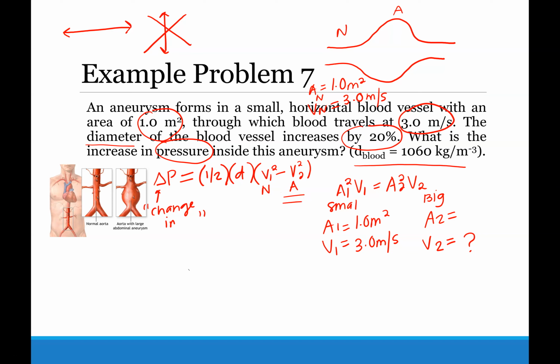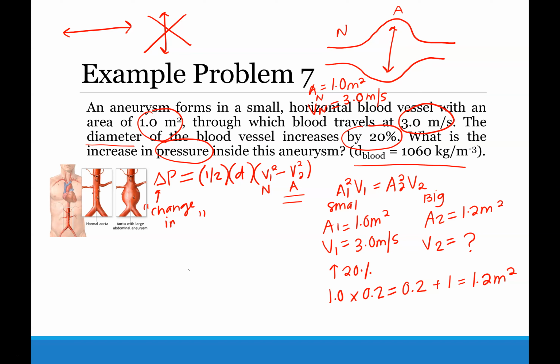And we're going to have to figure out what the second area is. And we can do that pretty easily because they told us that the diameter increased by 20%. Now, in this situation, you don't have to go to the diameter and then increase it by 20% and then convert from the diameter to the area. It's okay if you take 20% of the area. So we're going to go ahead and say 1.0 times the decimal form of 20% is 0.2. And so 1 times anything is itself. So 1 times 0.2 is going to be 0.2. And so since an aneurysm means that it's getting bigger, it's ballooning up, we're going to add 0.2 to 1. And so the new area is going to be 1.2 meters squared. So A2 is 1.2 meters squared.